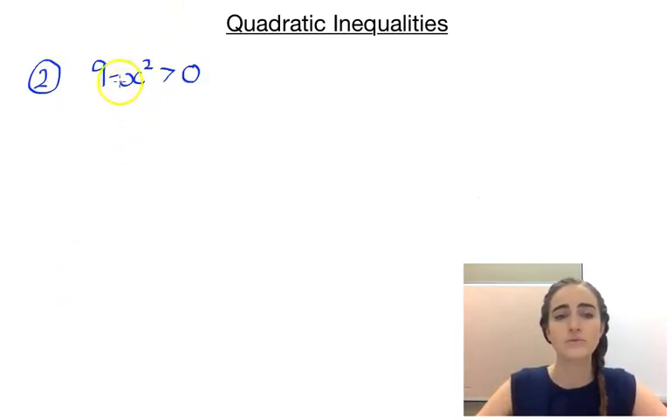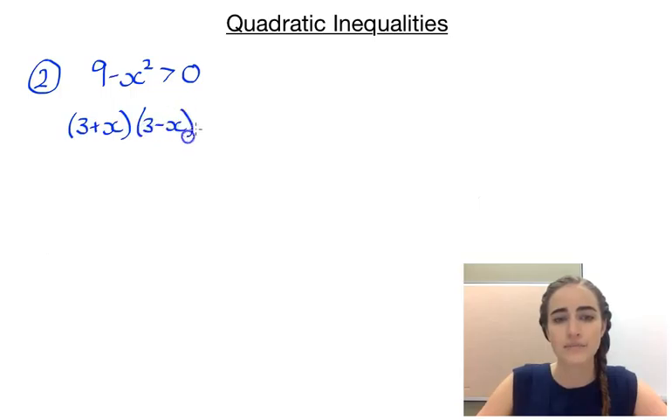Our second example, we've got the inequality 9 minus x squared is greater than 0. So this time everything is already over the left-hand side, so we just need to start by factorizing that. Now this is the difference of two squares because 9 is equivalent to 3 squared. So this would give us 3 plus x and 3 minus x is greater than 0. So solving those two things, that means our x-intercepts are x equals 3 and x equals minus 3.